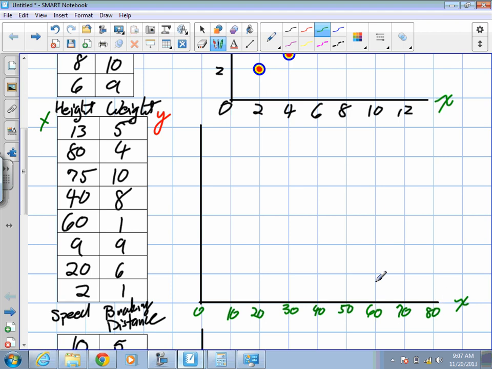3s. What's the highest we go? 10, and the lowest is 1. So if we go 3, 6, 9, 12, what if we go 2, 4, 6, 8, 10? That works even better if we go by 2s. So let's go by 2s.